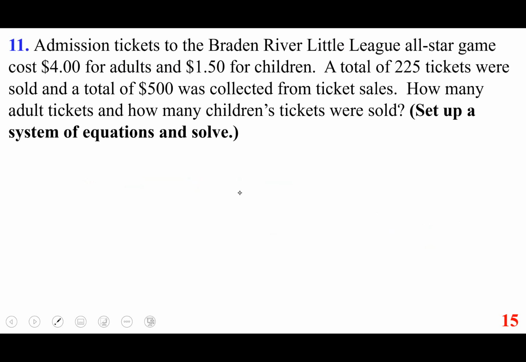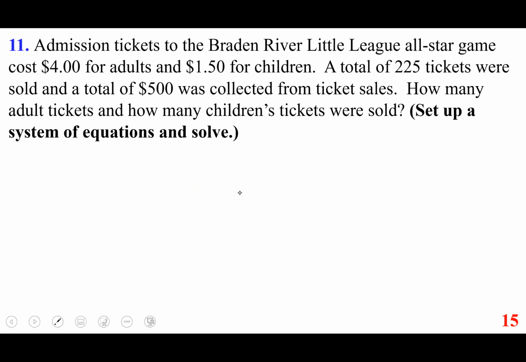Could somebody read this? I can. Admission tickets to the Braden River Little League All-Star Game cost $4 for adults and $1.50 for children. A total of 225 tickets were sold, and a total of $500 was collected from ticket sales. How many adult tickets and how many children tickets were sold? Set up a system of equations and solve.